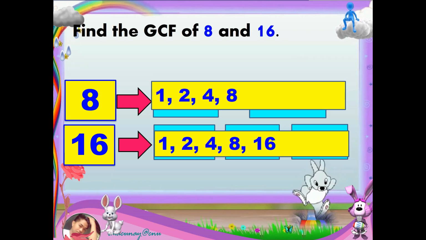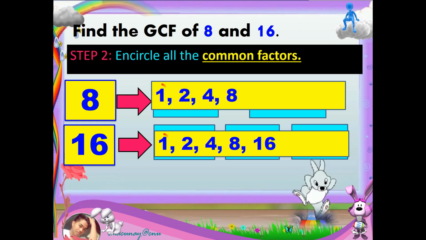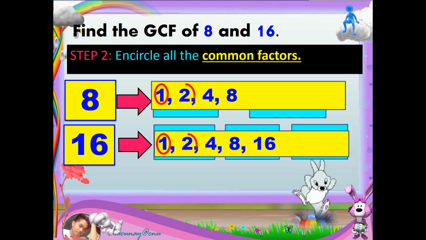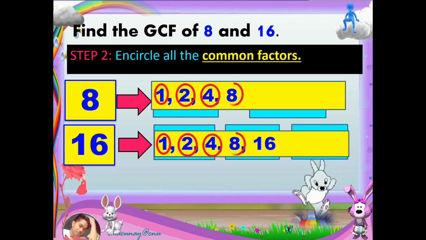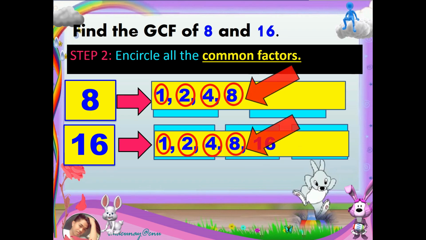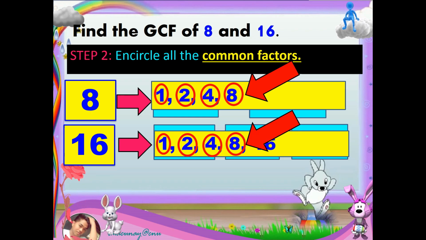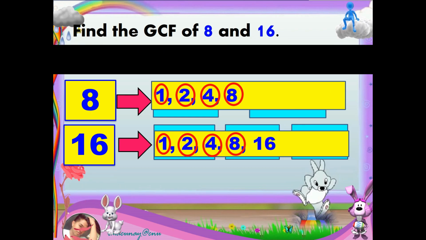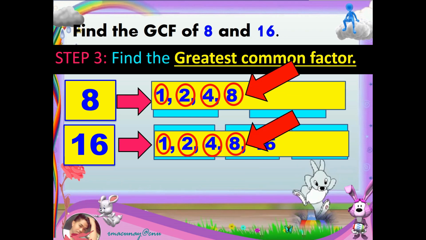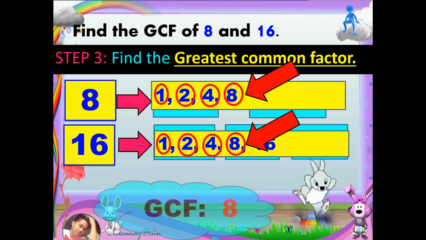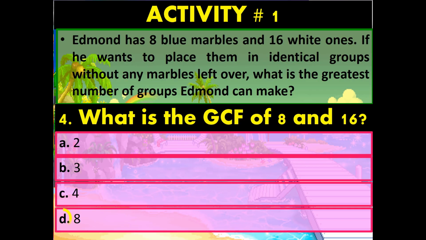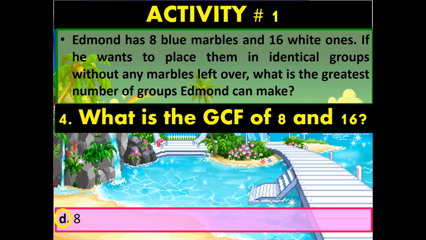So let's identify the common factors. The common factors of 8 and 16 are 1, 2, 4, and 8. By that, we can already identify the GCF, which is the biggest number of the identified common factors, which is number 8. So therefore, our answer, the greatest common factor of 8 and 16, is letter D. Please count your score. Those who got 4 and 3, great job. Those who got 2 and 1, do your best in the next activity.